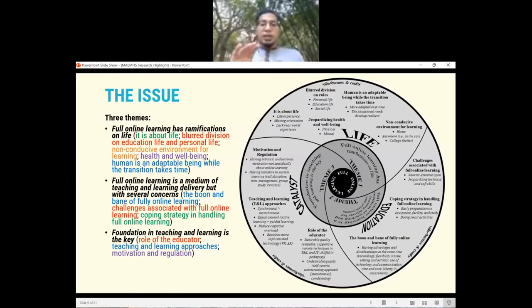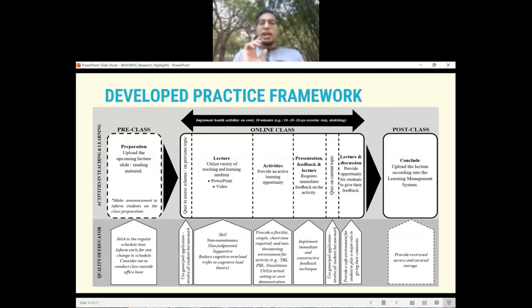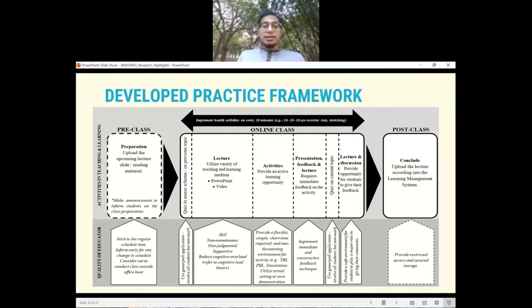By doing this, I developed this instructional design, where there are three elements. The first one is activities in teaching and learning. The second one is the quality of the educators. And the third one is the health and well-being element. If you can see the arrow above, the black arrow, that's the health and well-being. Supposedly, at least every half an hour, we have a break together with activities for health and well-being, for example, eye exercise, stretching, or chair exercise.